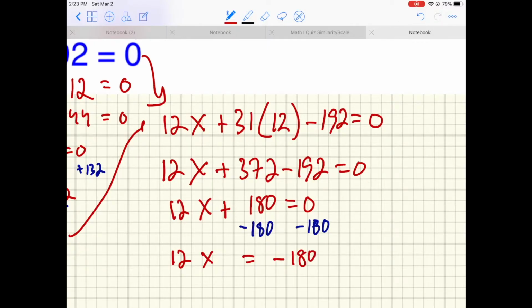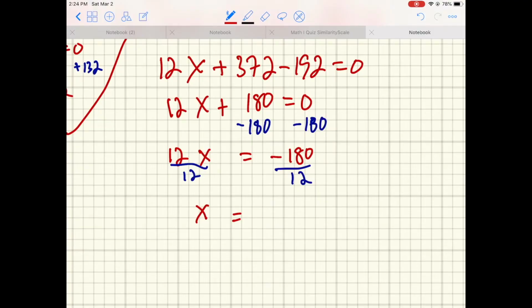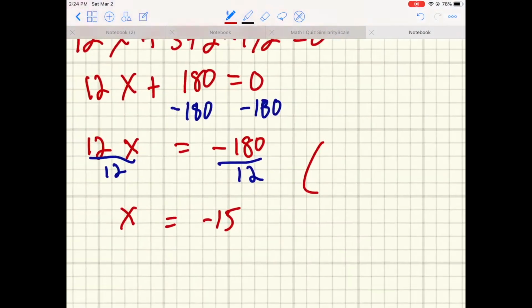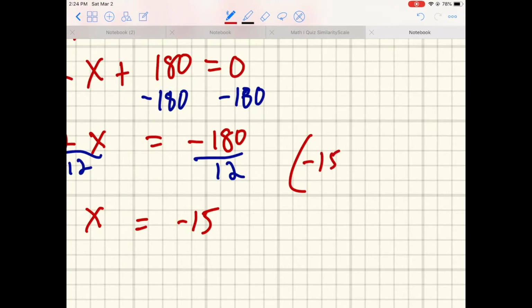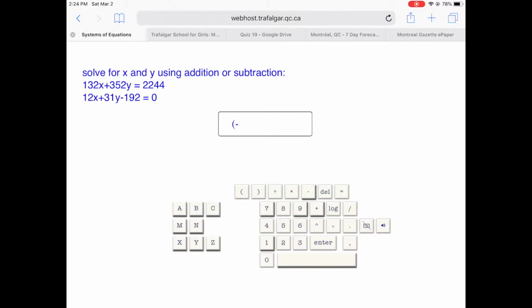Now, I want to get rid of that 12 that's multiplying the x, so I'm going to divide both sides by 12. 12 goes into 180 negative 15 times. X is equal to negative 15. Our coordinates of our answer, y is 12, x is negative 15, so we have negative 15, 12. Remember, the x comes first. Negative 15, comma, 12. Close the bracket, and enter.